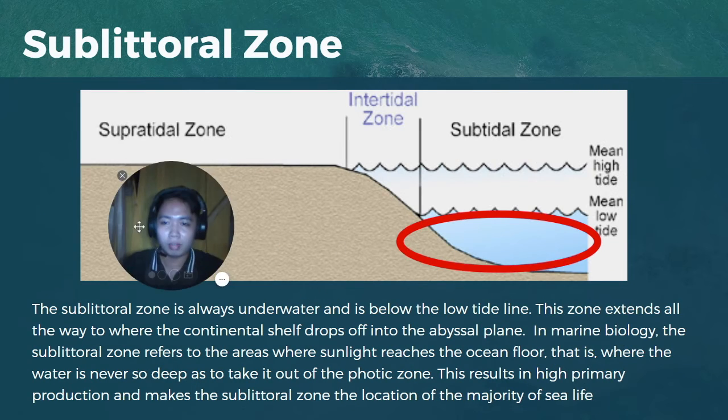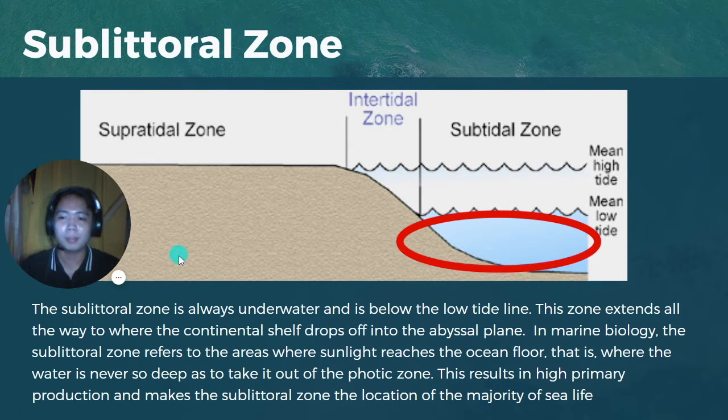Okay, now let's proceed to the sublittoral zone. So, unsa man ang sublittoral zone? The sublittoral zone is always underwater and is below the low tide line. This zone extends all the way to where the continental shelf drops off into the abyssal plain. So, kaning sublittoral zone, muna siya nga area ang always submerged by water regardless kung high tide or low tide.